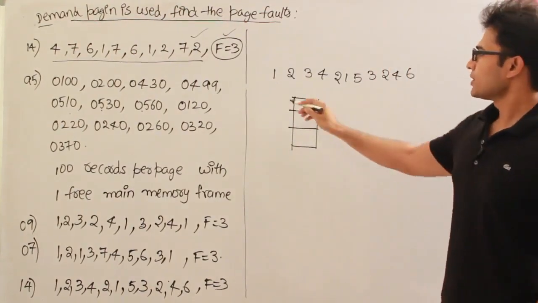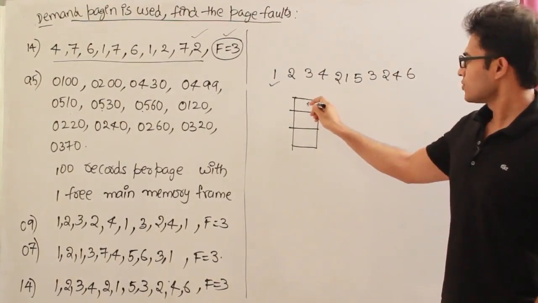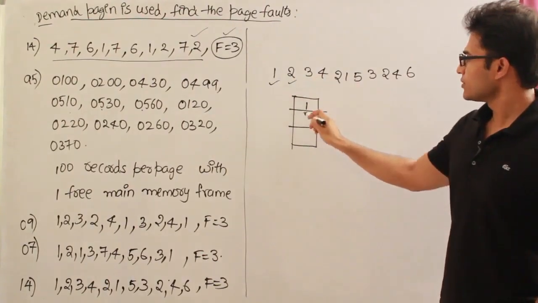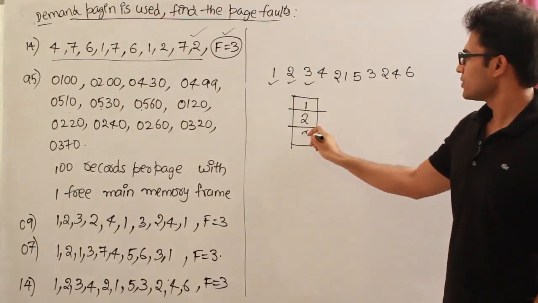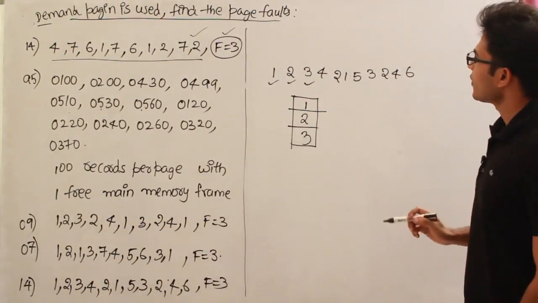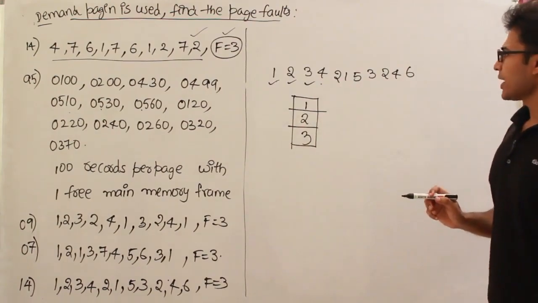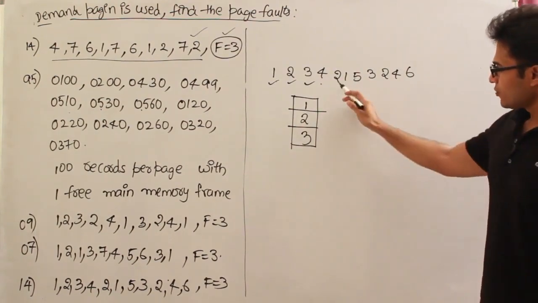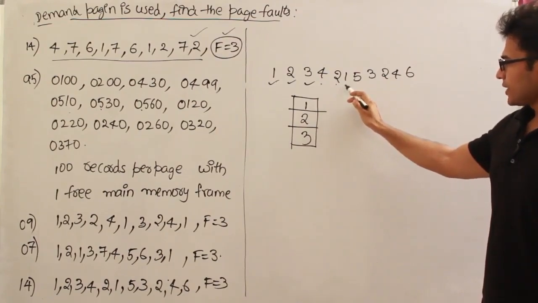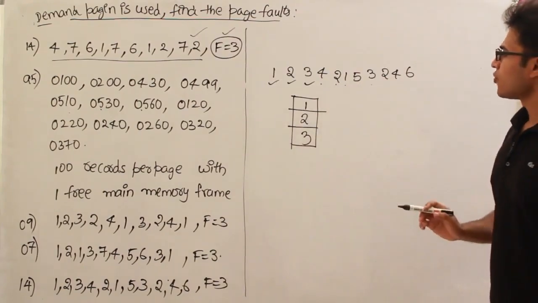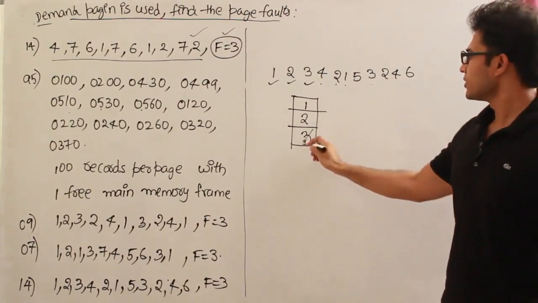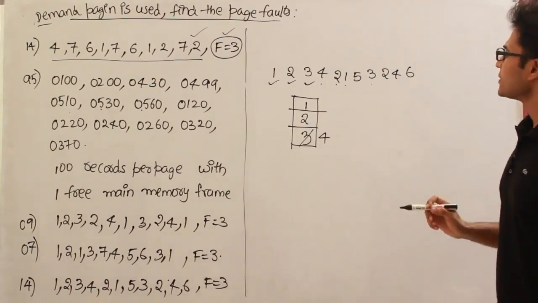Okay, now watch it. 1 is referred, 1 is not there, got it. 2 is referred, 2 is not there, got it. 3 is referred, 3 is not there, got it. Now we want 4. When we are trying to replace something for 4, which will be the candidate? 2 is again required, 1 is again required, but 3 is required at a very far distance. Therefore 3 is the victim now. 3 will be replaced with 4.